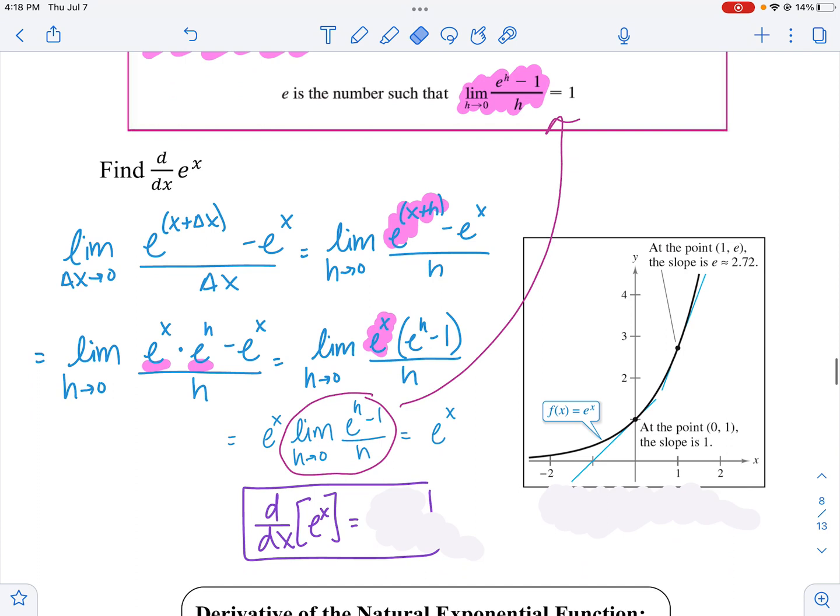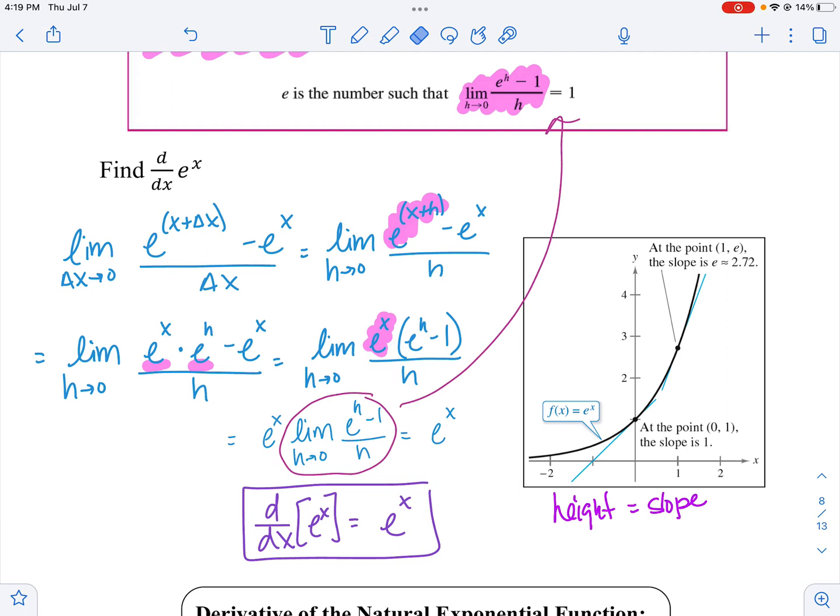So what we've just showed is that the derivative of e to the x happens to just be e to the x. So that's one of the easiest derivative rules to remember. The derivative of e to the x is always just going to be e to the x. What that's kind of saying is the slope of e to the x at any point ends up being the value of e to the x at that point. So the slope is the same as the y value, or the height of e to the x.